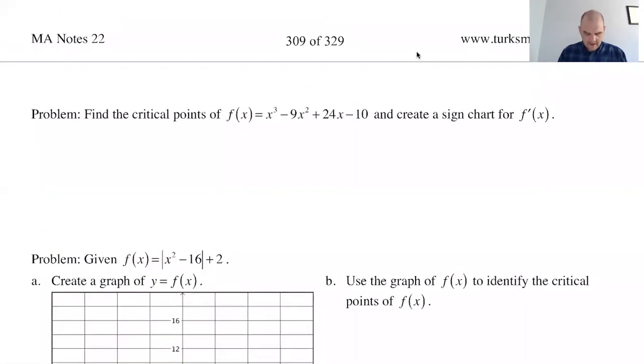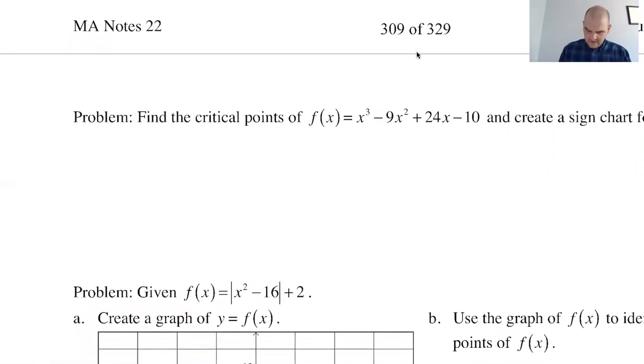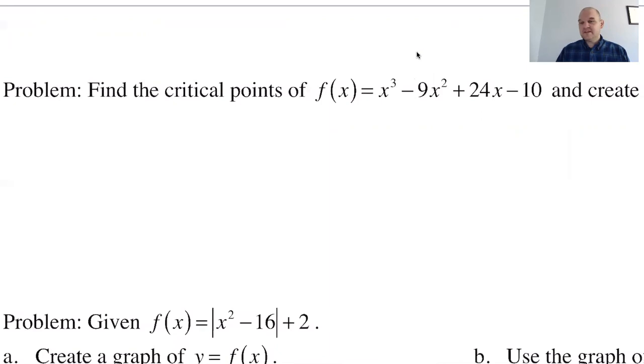Find the critical points of x cubed minus 9x squared plus 24x minus 10 and create a sign chart for f prime. Critical points are really important. They're in fact critical when you are making sign charts. So let's start with trying to find our critical points. First we're going to need a derivative, right? The domain of f of x is all reals because it's a polynomial, so we don't need to worry about that.